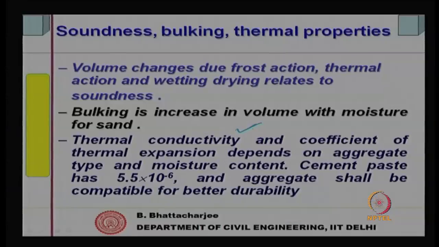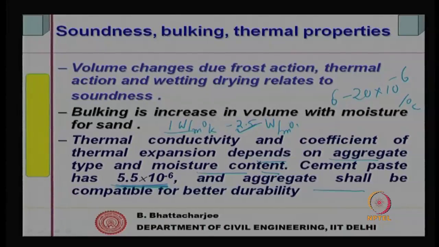Thermal conductivity is an important property, and so is the coefficient of thermal expansion of concrete. It depends largely on aggregate. Thermal conductivity of concrete is a function of aggregate thermal conductivity, and it would depend upon the type of aggregate and moisture content. Cement paste has a coefficient of thermal expansion of 5.5 into 10 to the power minus 6, and aggregate has a different one, and it should be compatible with the cement paste for durability. So, generally the order of the coefficient of thermal expansion of concrete is maybe 6 to 20 into 10 to the power minus 6 per degree centigrade. Thermal conductivity might vary from 1 watt per meter degree Kelvin to about 2.5 or 3 watt per meter degree Kelvin, depending upon aggregate type. Maximum is for quartz or quartzite.